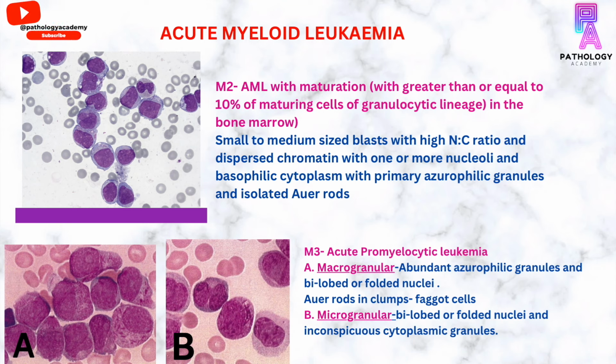M3. Acute promyelocytic leukemia. It is of two types, macrogranular and microgranular. In the macrogranular variant, there are abundant eosinophilic granules in the cytoplasm and the nucleus is bilobed or folded. The Auer rods can be seen in clumps in these cells, and then these cells are known as faggot cells. In the microgranular variant, the bilobed or folded nucleus with inconspicuous cytoplasmic granules is seen.